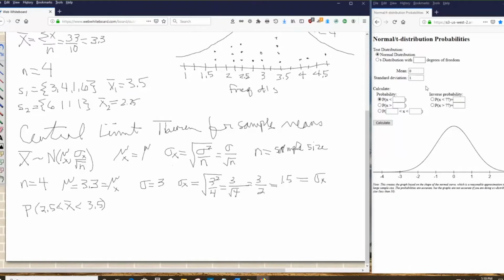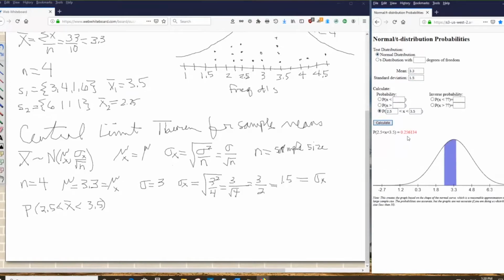So I'm going to come over here to my calculator and click on normal distribution. I'm going to put in my mean, 3.3, and my standard deviation, 1.5. Then I'm going to click on probability, put in those numbers, and hit the calculate button. It's going to give me the answer, 0.256, so just a little over a quarter, a 25 percent probability, and it's also going to graph it. Okay, any questions?